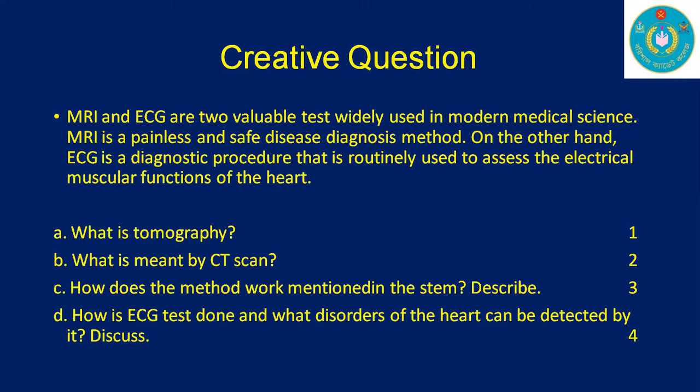We have discussed that in our previous lecture. Now the question is, how does the method work? Mention the steps and describe. Here, two processes have been mentioned: one of them is MRI and the other is ECG. The MRI part was discussed in our previous lecture, and in this lecture we have discussed ECG.